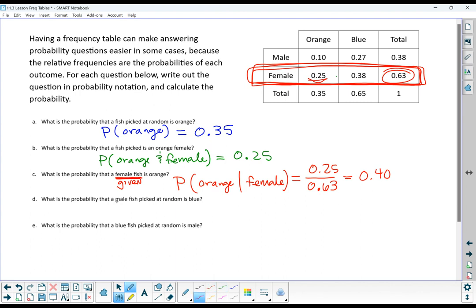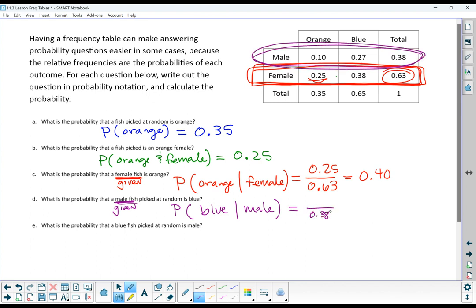What is the probability that a male fish picked at random is blue? And again, being male is a given condition. We know we have selected a male fish. We want to know what's the chance that he is blue. So this will be out of, we're looking at that top row now. It's going to be out of 0.38, and the male ones that are blue, 0.27. So if we divide that, we get our probability, which is 0.71, 71%.